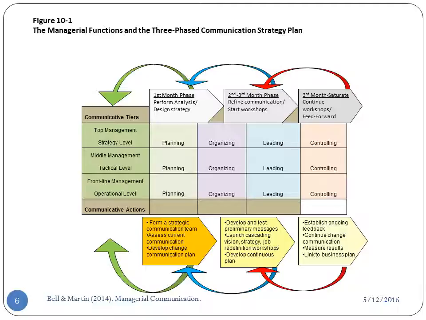And one of the things that's important is to make sure everybody's getting the same message. Because remember, if you start a comment at one point, by the time the comment gets to the 100th person, it may actually look very different than when it started. So you want to be very careful how you communicate your changes so that it gets to the bottom layer the same way as it started at the top layer. So form a strategic communication team, assess your current communication needs, and then develop a change communication plan.